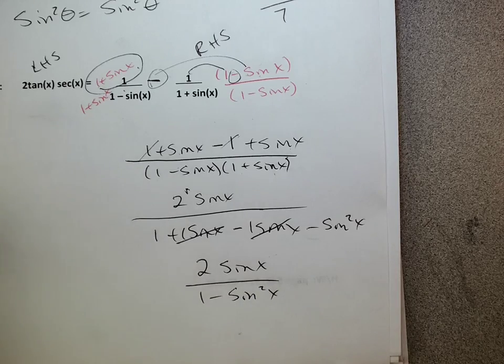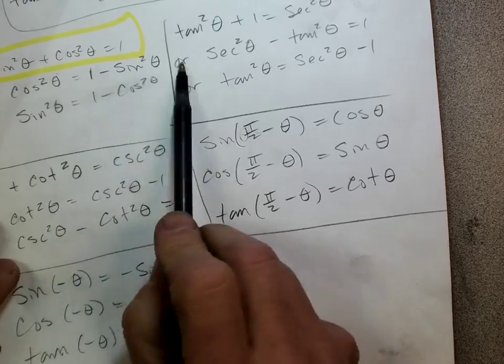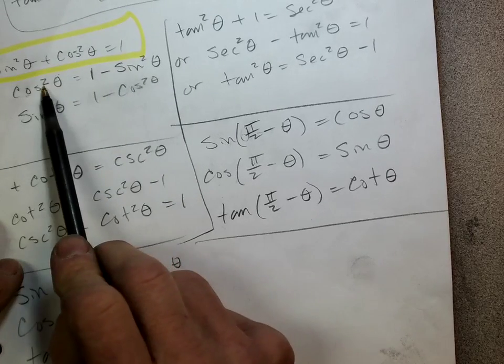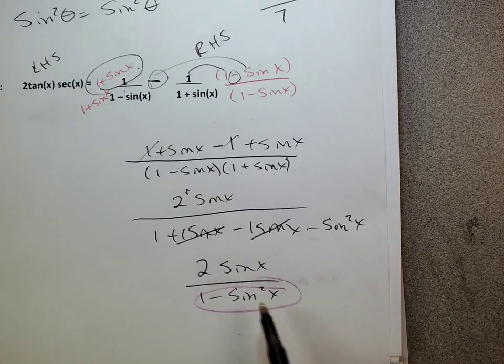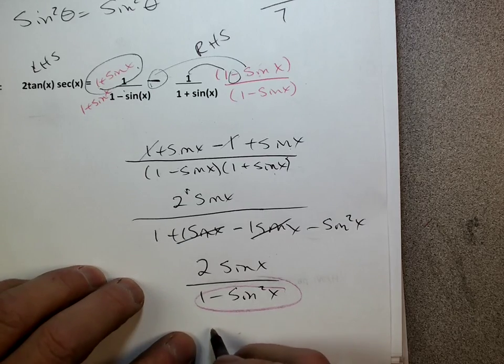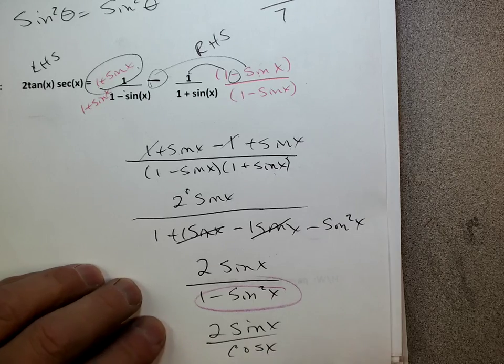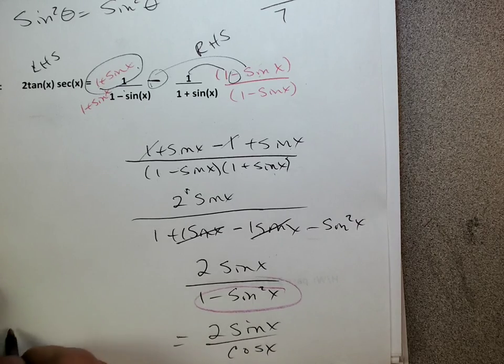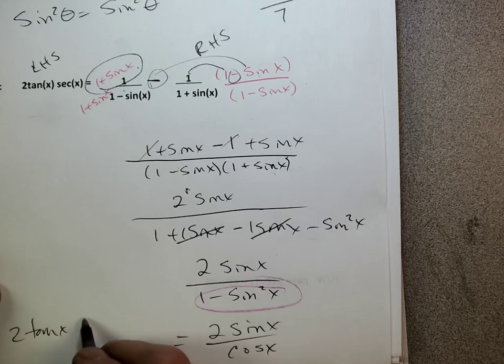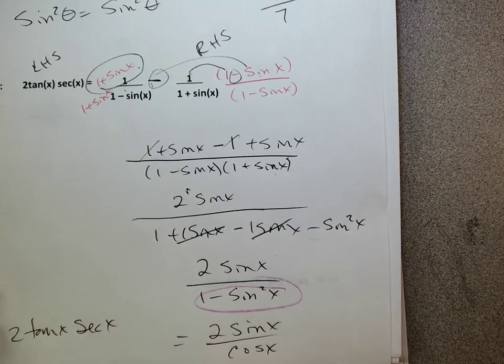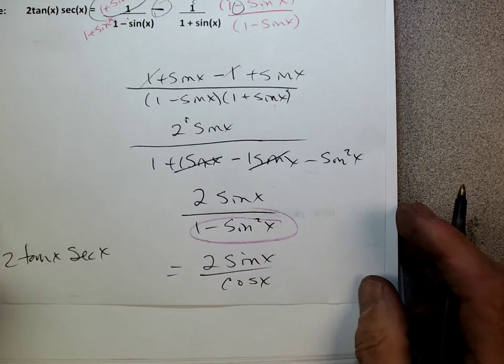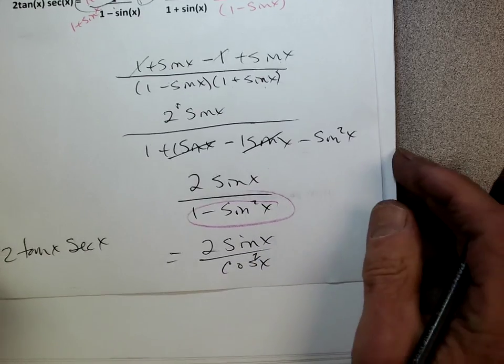But this 1 minus sine squared is an identity, right? That's an identity. I can find that on my sheet. So a 1 minus sine squared is equal to a cosine squared, right? Okay, so let's rewrite this as a cosine squared. So I've got a 2 sine of x over a cosine squared of x. Well, that's all supposed to equal a 2 tan of x secant of x, right? Yes, it is. Thank you, Paige.